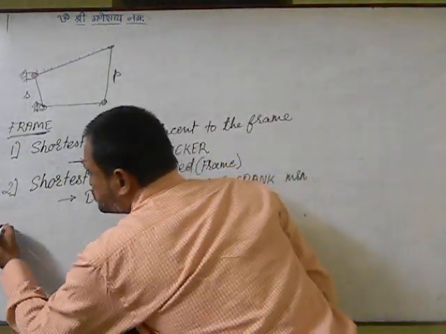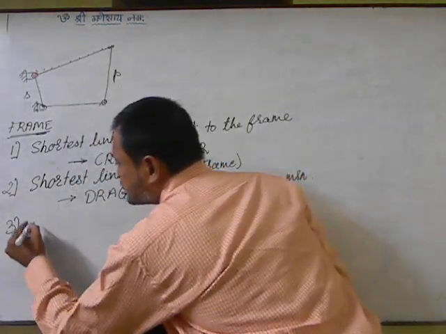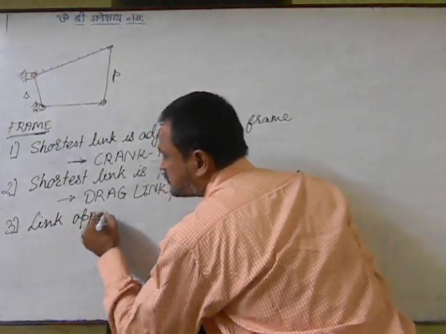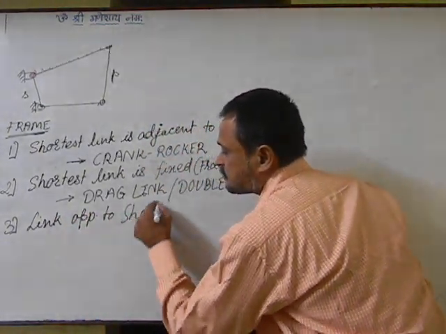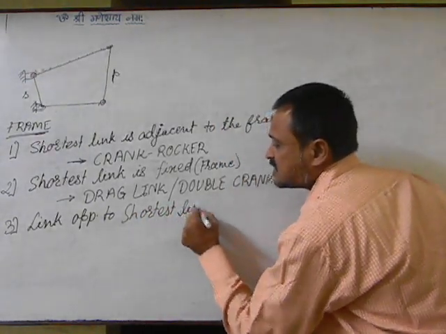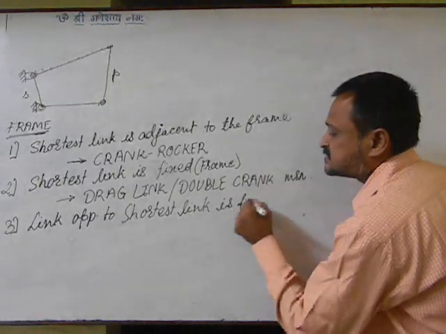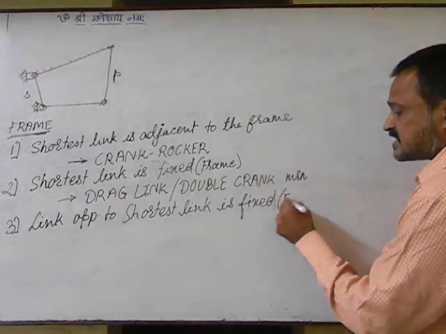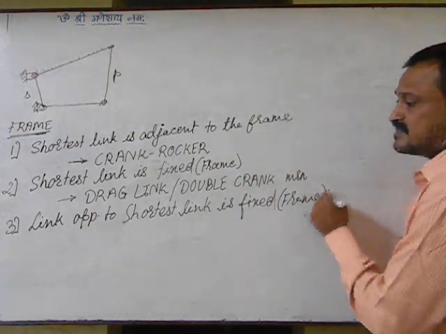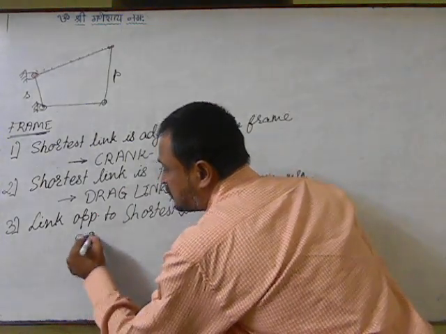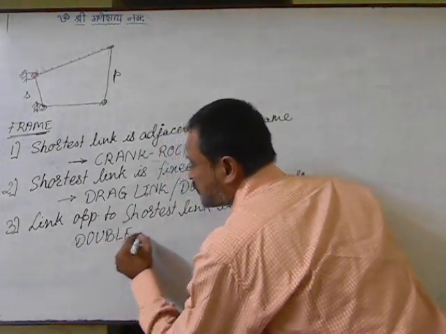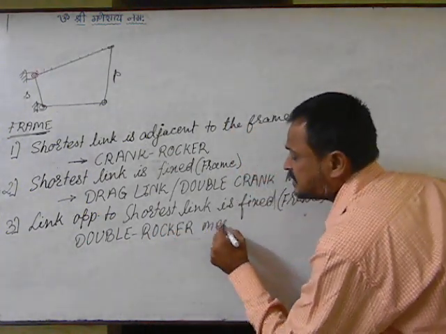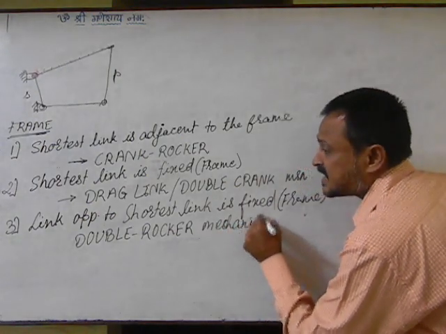Right? And the third situation is when the link opposite to the shortest link is fixed. So when this is fixed, or that is taken as the frame, in that case we get a double rocker mechanism. So we will get a double rocker mechanism, right?